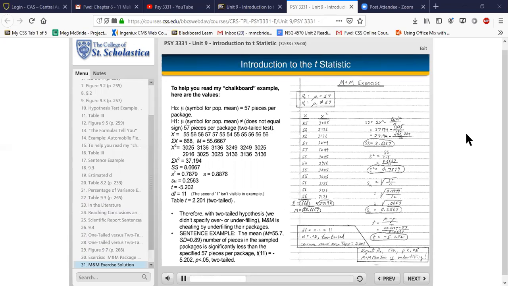In table B2, which is reproduced on the next slide, we find a critical t-value of 2.201 at the intersection of the 11 degrees of freedom row and the two-tailed column 0.05 level. Notice again that I'm calculating to 4 decimal places, because I know I eventually want to have 3 decimal places in the final answer for t, since that's how many decimal places are in table B2.